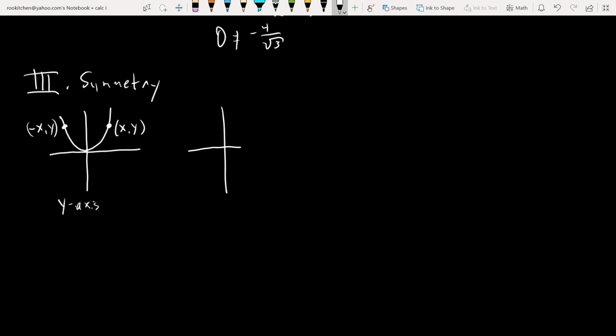For x-axis symmetry, if you have the point x, y on the graph, so we'll take a sideways facing parabola, you'll also have the point negative x comma y. Oh, oops, sorry, not. You'll also have the point x comma negative y. Right? So that's x-axis.